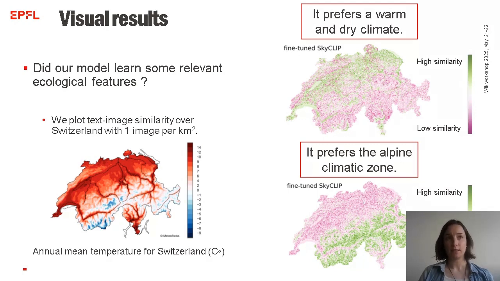For this task, we plot the text and image similarity over all of Switzerland with one image per square kilometer. We give as input a sentence that is highlighted here in the red boxes. As you can see, our model highlights in green areas that are highly similar to the text given as input, and in red areas that are very different. For those two examples, we can see that the model is able to highlight the proper area for warm and dry climate and alpine climatic zone, and it's coherent with the mean annual temperature for Switzerland.